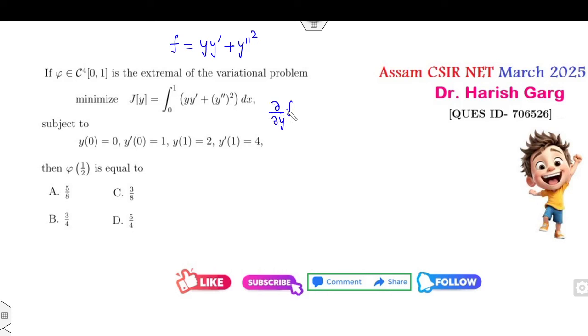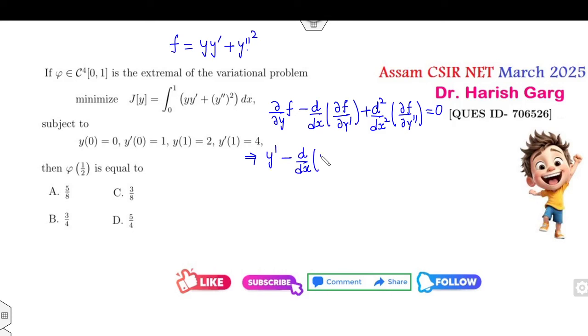That is the partial derivative of f with respect to y, minus d over dx of the partial derivative of f with respect to y dash, because it involves the second derivative also. So I can write plus the second derivative with respect to x of f y double dash. Now you can substitute the values. Partial derivative of f with respect to y is y dash, minus the partial derivative of f with respect to y dash, which is y, plus the second derivative of the partial derivative of f with respect to y double dash, which is 2y double dash, equal to 0.